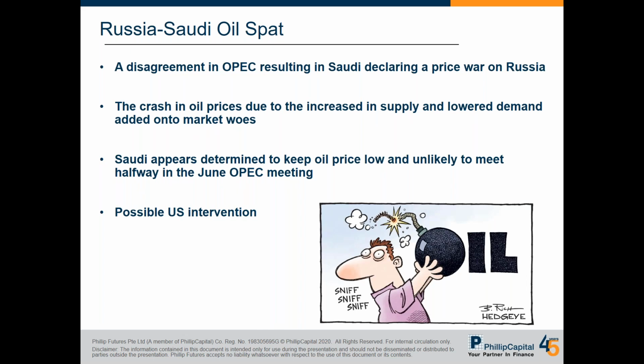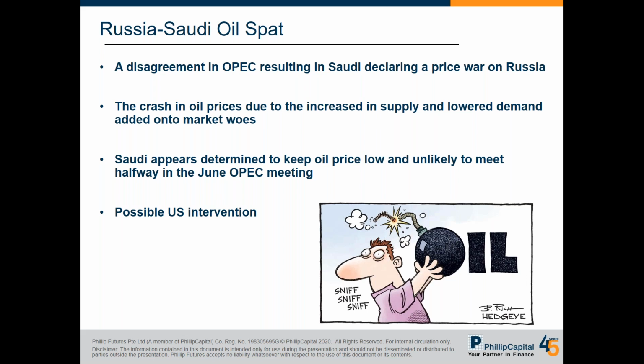So, aside from COVID-19, there were other unforeseen circumstances that happened in February itself, all right, which is the Russia-Saudi oil spat. This started in the OPEC meeting at the start of the month, whereby there was a disagreement, and after that Saudi started declaring a price war on Russia itself. So this added fuel to the fire, all right. It caused the crash in oil prices due to the increase in supply, and lower demand because of COVID-19 added to market woes.